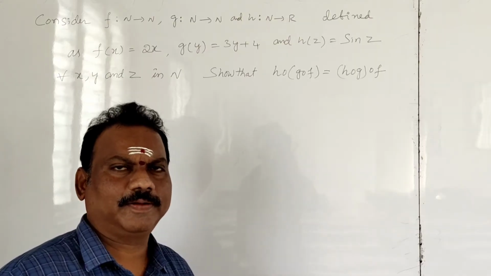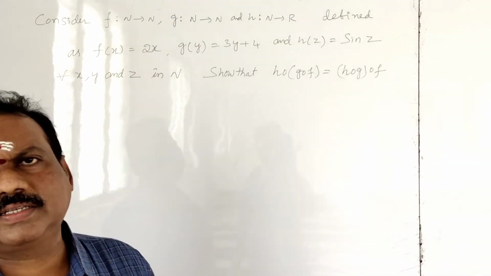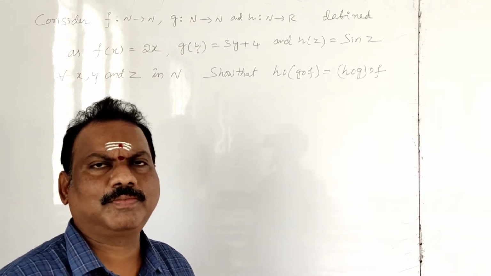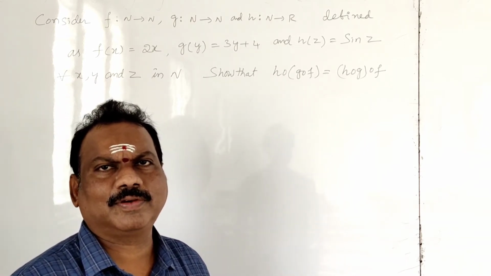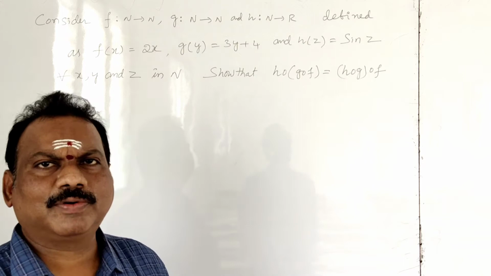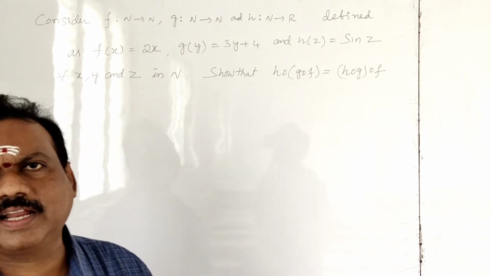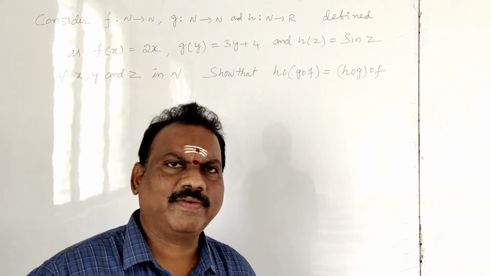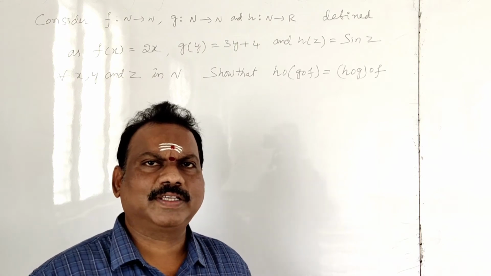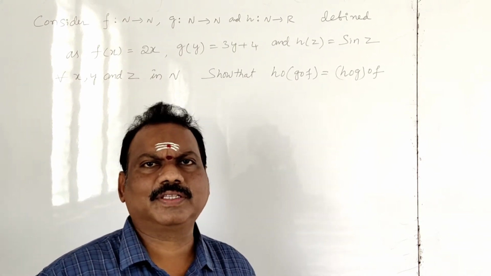Good morning, students. We discussed composite functions in the last class. What is meant by composite function? What kinds of composite function exist? If two functions are there, suppose f and g are given, there is a possibility of f circle g and g circle f as the composite functions.